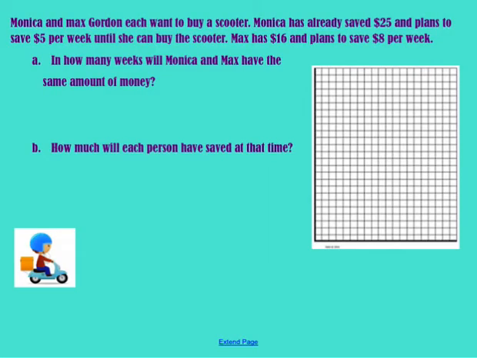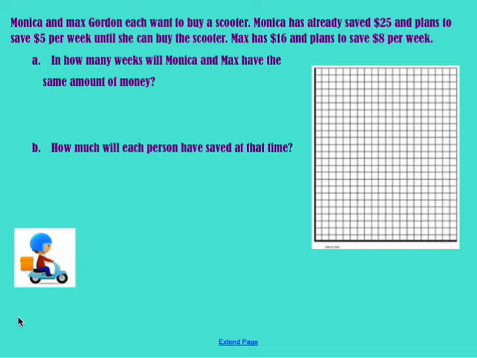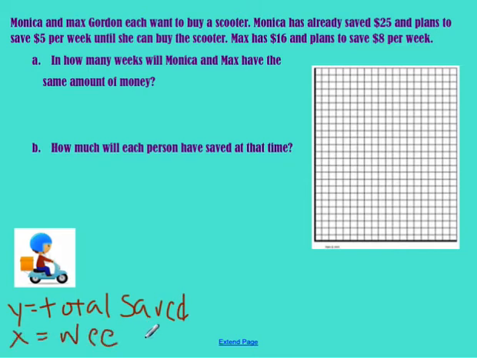So for the first one, Monica and Max Gordon each want to buy a scooter. Monica has already saved $25 and plans to save $5 per week until she can buy the scooter. So let's start with Monica. We're going to let y equal the total money, so y is equal to the total money that they saved. We're going to let x equal the number of weeks. Okay, so let's go ahead and set that up first for Monica.